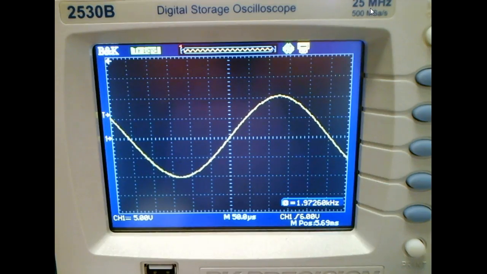RMS is the equivalent of the DC that would do the same work. So 10 volts RMS would do the same work as 10 volts DC into resistive loads. Now we're not going to go any further than that. I think I'll take AC and you're going to find out that AC is weird.